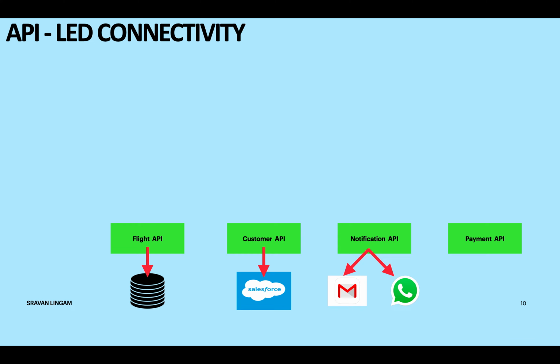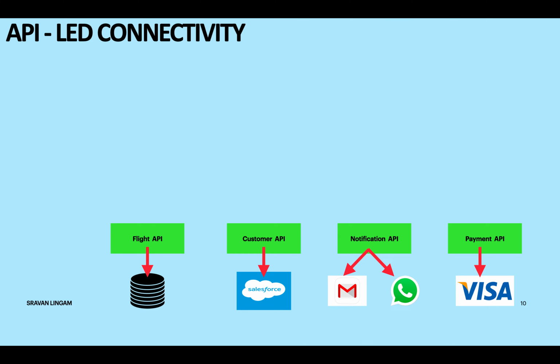And we have another payment API. We have to do some payment transactions, and for that we are calling a Visa API. In this case you can see each one of the APIs is connecting to a different system. Here when I say system, it can be a database, it can be Salesforce, it can be Gmail or Visa. So we call them systems. These are called underlying systems.